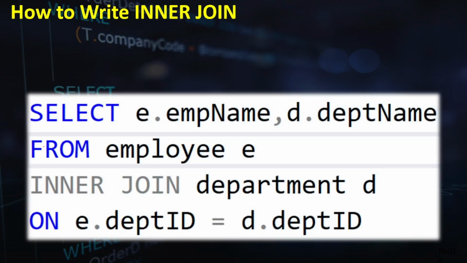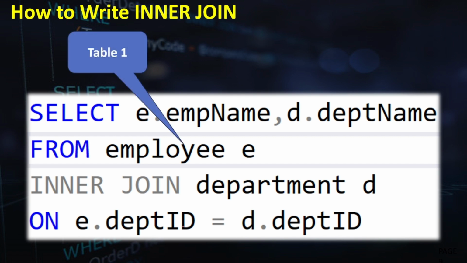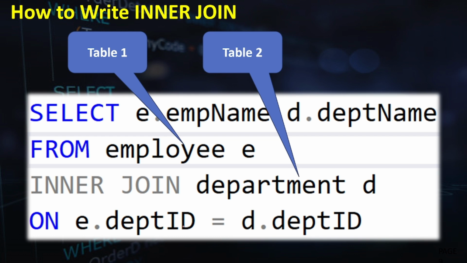So this is an example where I am getting details from both the tables, department and employee, and I am joining here. So what are the parts of a join? A join will have at least two tables. So we have two tables: employee is table 1 and table 2 is department. And you know that we have created aliases: employee E, department D.